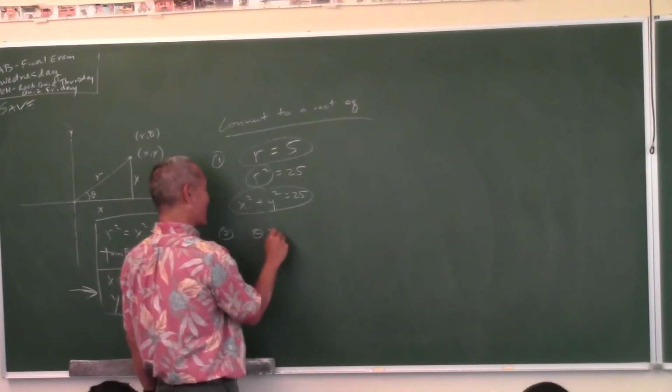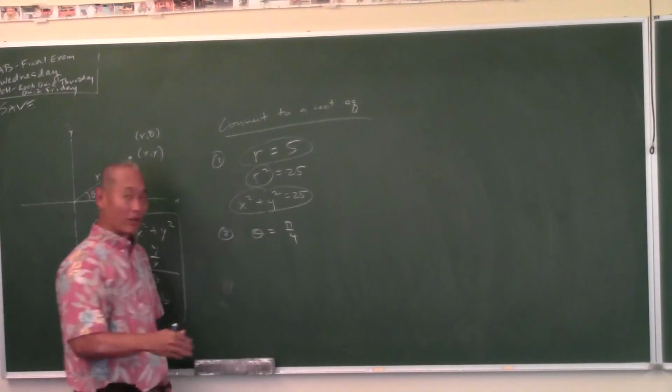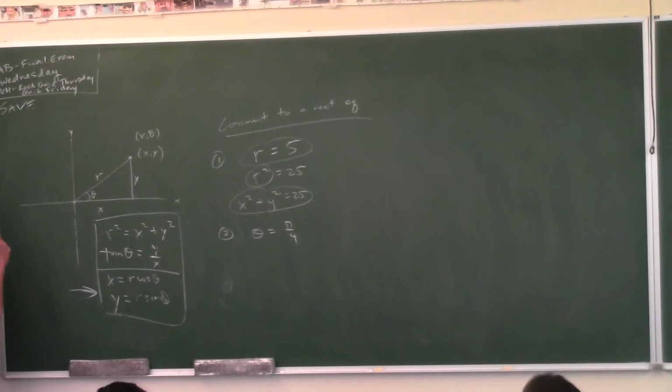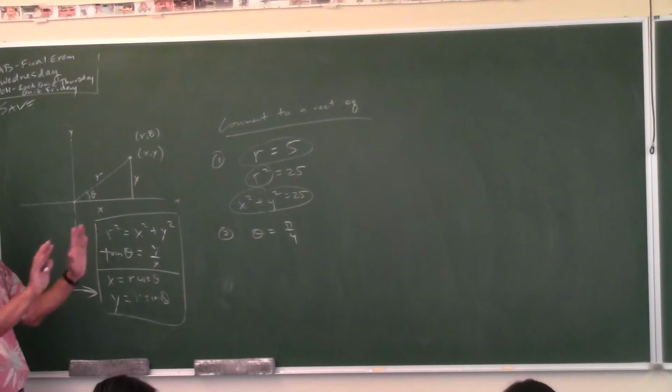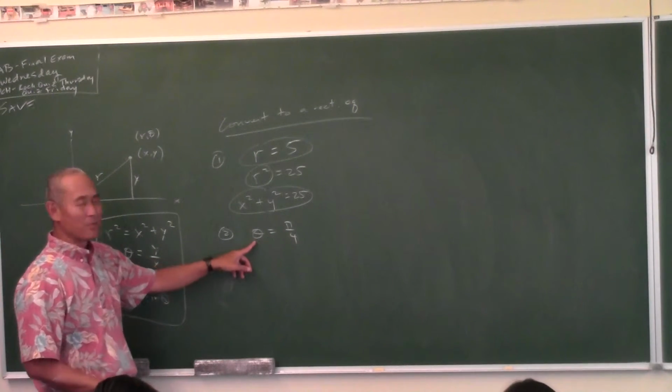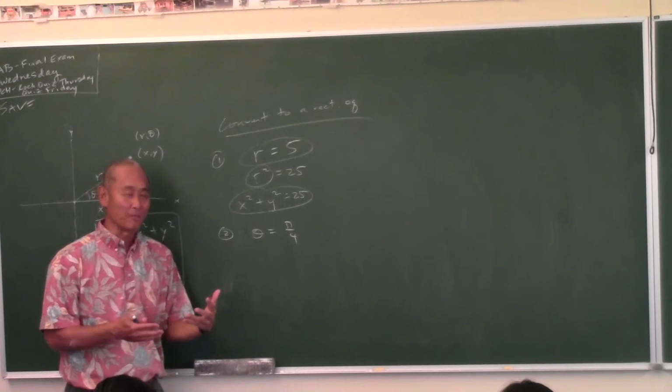Okay, let's do another one. How about theta equals pi over 4? Convert this into a rectangular equation. Oh boy. Okay, I'll give you a hint. You're going to use this equation. Oh no. Okay, before we start, just tell me, what do you think the graph is going to be?